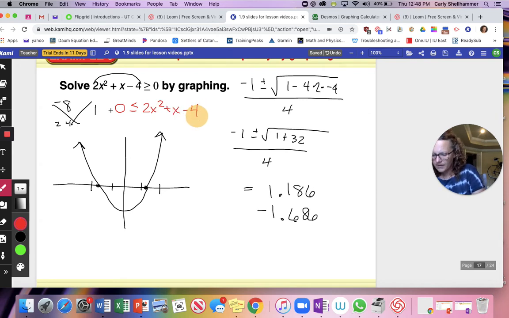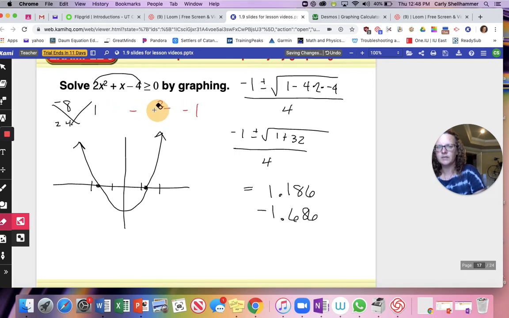Okay. Because the inequality is, nope. I'm just going back to read that paragraph. I have the hardest time erasing.